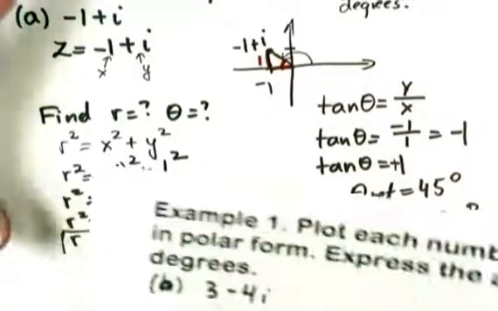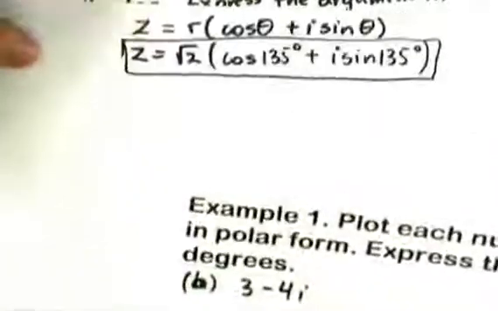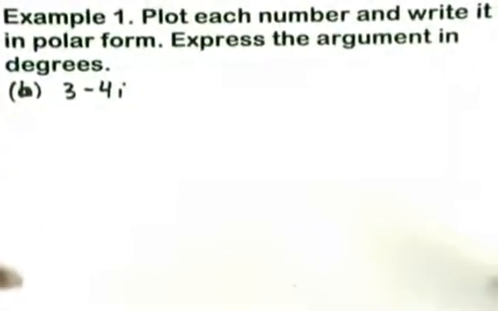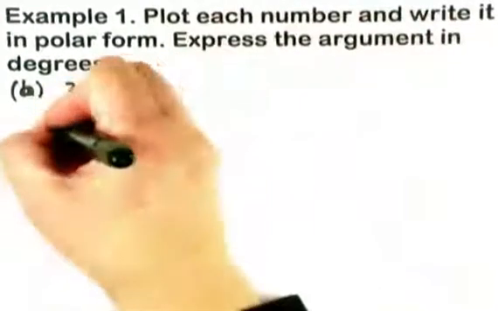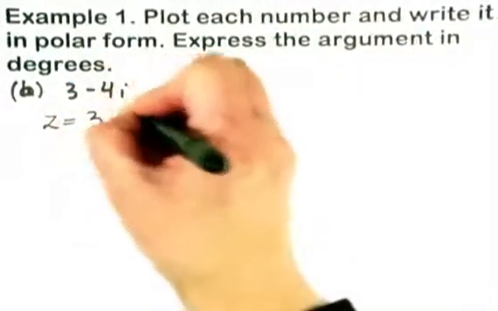Let's do part B of that example. Now we stated this question correctly. Plot each number and write it in polar form. Express the argument in degrees. And now we have the complex number 3 minus 4i. So we have that z is equal to 3 minus 4i.